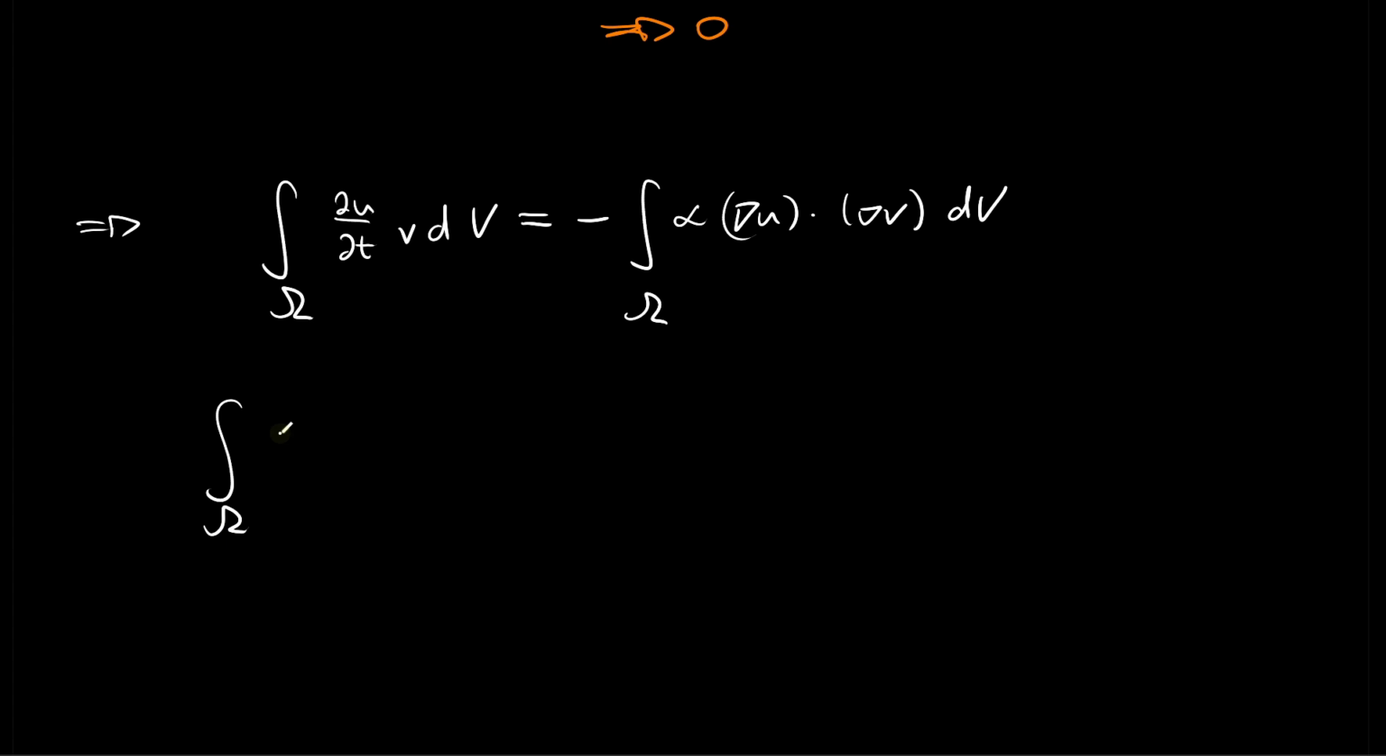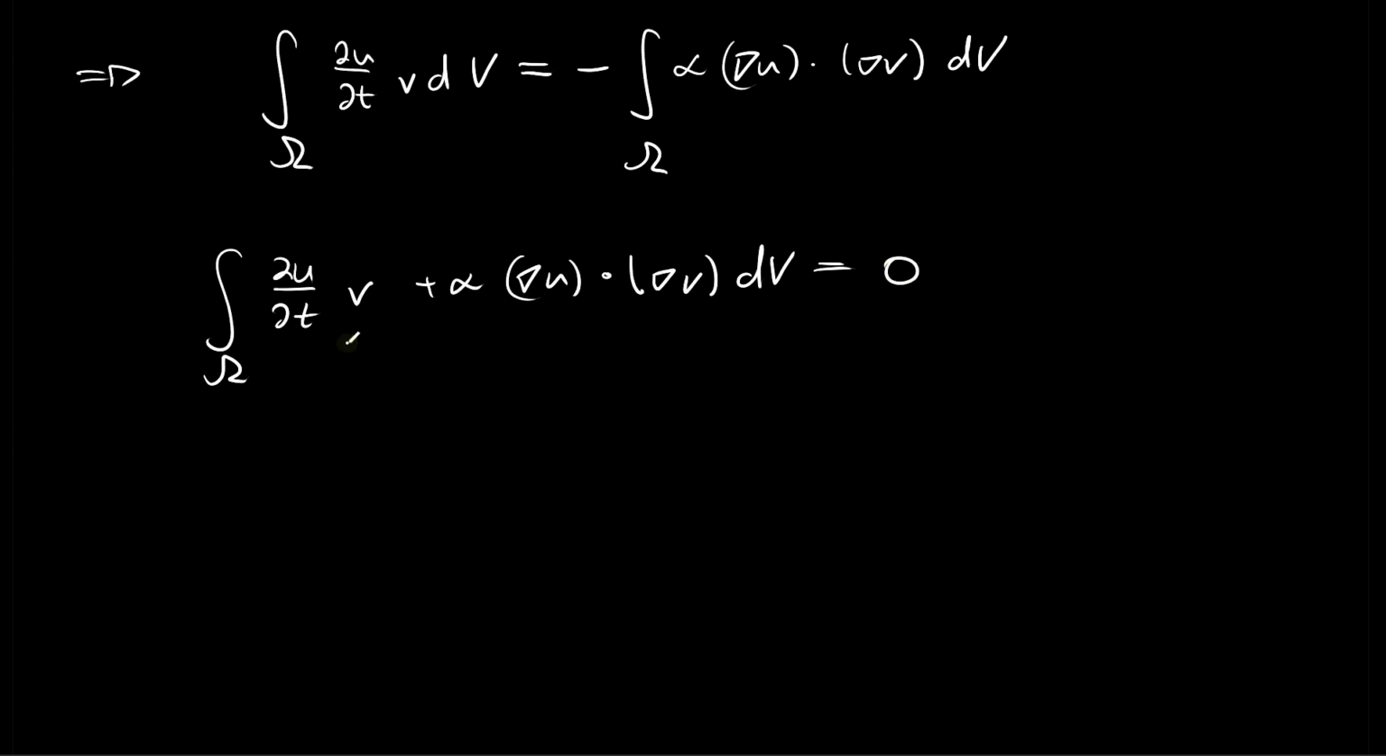So let's have the residuum form, which is du by dt times v plus alpha gradient u dotted with gradient v over the volume shall be 0. And then we will again do the temporal discretization, similar to what we've done before. So we will get integral over omega of u at t plus 1 minus u at t divided by delta t times v plus alpha times the gradient of u.